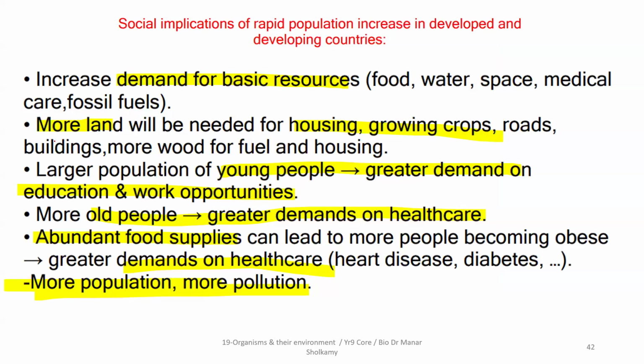Okay, so this can be a question on its own. This lesson is very easy. I don't want you to sit and study it, just read it a lot, because it's very, very basic. And the year 9 notes are also very important. So too many people means that the government needs to provide basic resources like food and water and space, and houses and more land and education and work.